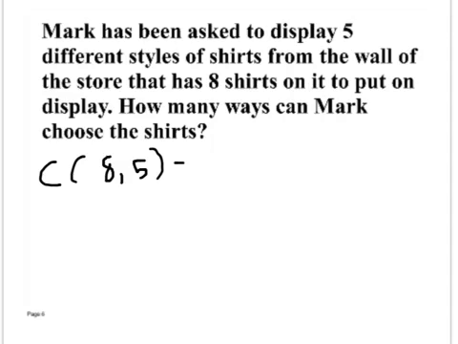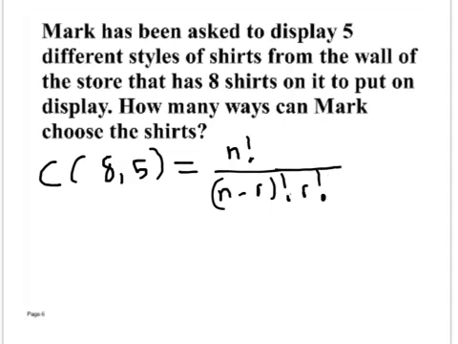Now we're supposed to use our formula. I'm going to write down the formula for combination. It was N factorial over N minus R factorial times R factorial. That's the difference. It's going to be a smaller number than if you were doing permutation, where order mattered. So we're going to do 8 factorial over 8 minus 5, which is 3 factorial, and then times 5 factorial.